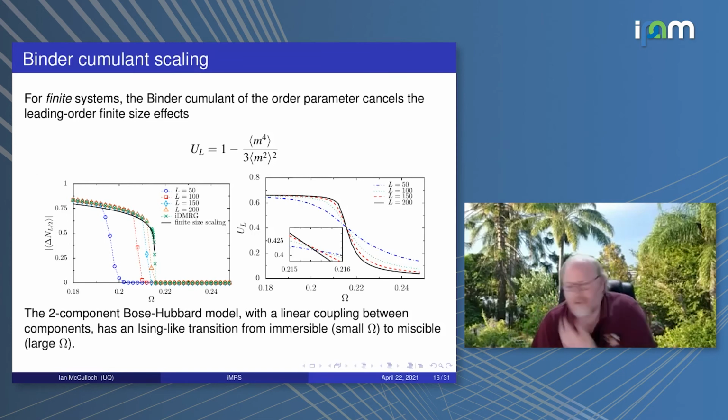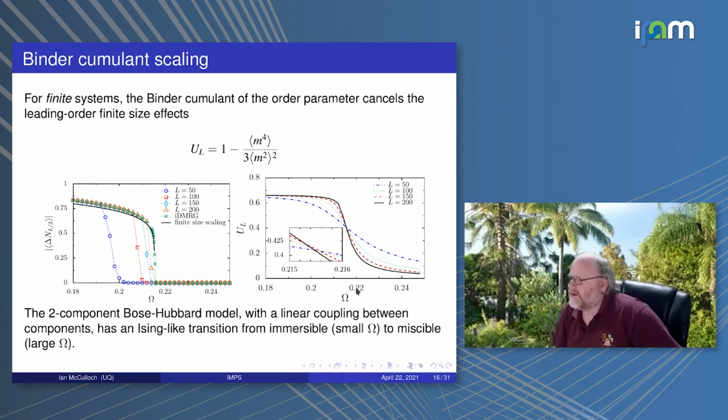For finite systems, it's pretty common that people will use the Binder cumulant. There's an example here. We can ignore the figure on the left for the time being. The figure on the right, again, is an Ising-like transition. It's not actually the Ising model. But the Binder cumulant is essentially this ratio of the fourth moment to the square of the second moment.